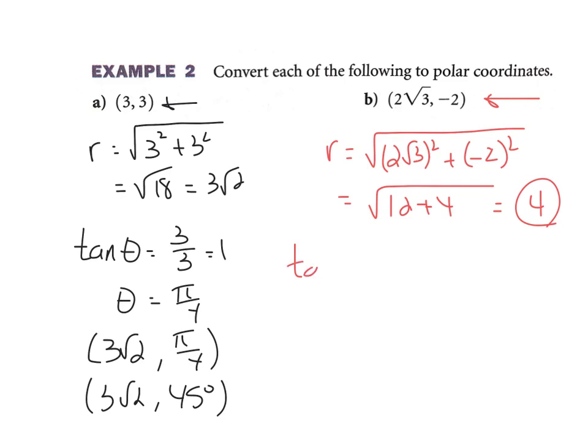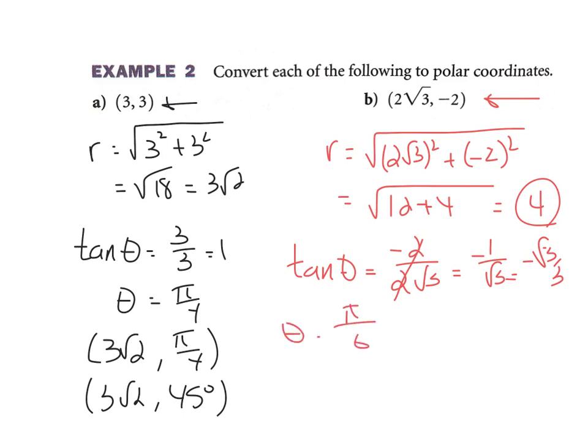And again, the best way to find your theta is to do tangent. Tangent would just be y over x. Looking at that, those cancel. That would leave negative 1 over square root of 3, which is really negative square root of 3 over 3. And we know what that is. That's pi over 6. So my theta is going to be related to pi over 6.